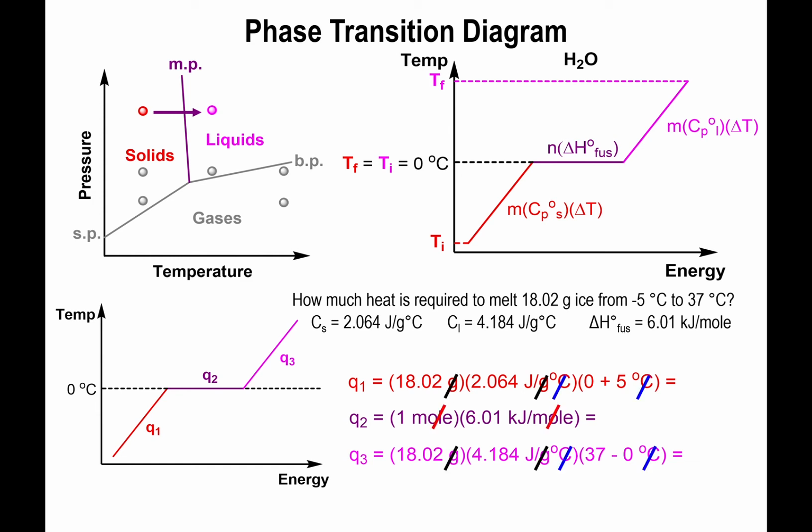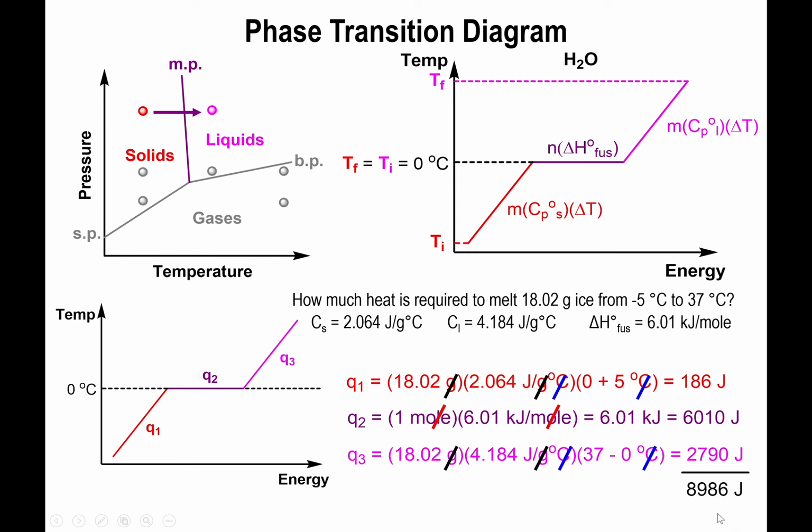Alright, so needless to say, everything cancels out except for the joules or kilojoules. Q1 and Q3 will give you the answer in joules, while Q2 will give you the answer in kilojoules. So here I would recommend turning Q2 into joules by multiplying by 1000, and then adding them all together to give you the final value, which should be 8986 joules worth of energy.